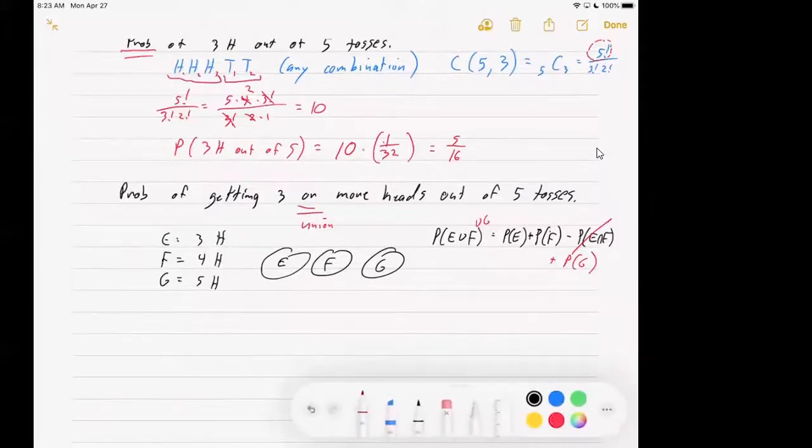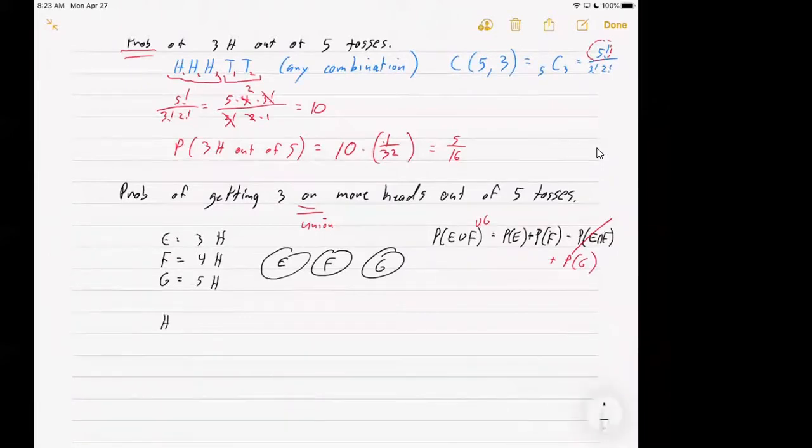So the first probability would be looking at event E. And we've already figured that out. There are 10 combinations. The probability of E is: there were 10 combinations, each of which had a 1 in 32 chance of happening. So there was a 1 in 32 chance of getting heads, heads, heads, tails, tails, but there are 10 ways to order that.